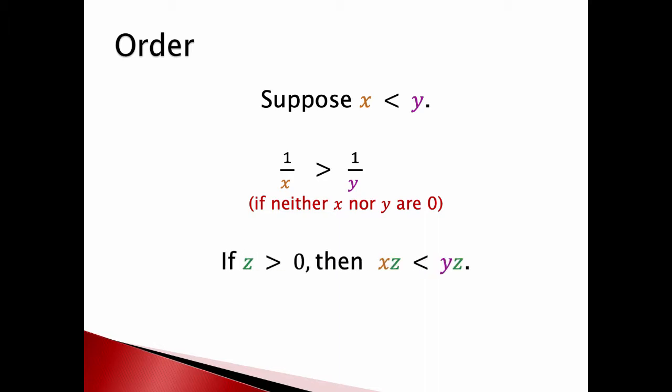Another interesting thing that happens with ordering is if you have an inequality and you multiply through by a positive number, the inequality doesn't change. So if x is less than y, and we have a positive number z that we multiply through, xz will still be less than yz. But if z were negative and we multiply through by it, then xz will be bigger than yz. And again, you can easily see this, right? If 2 is less than 3, then what happens if I multiply by, say, negative 1?